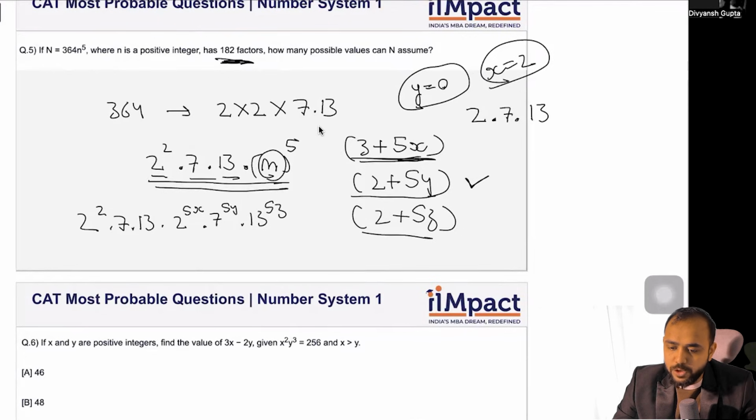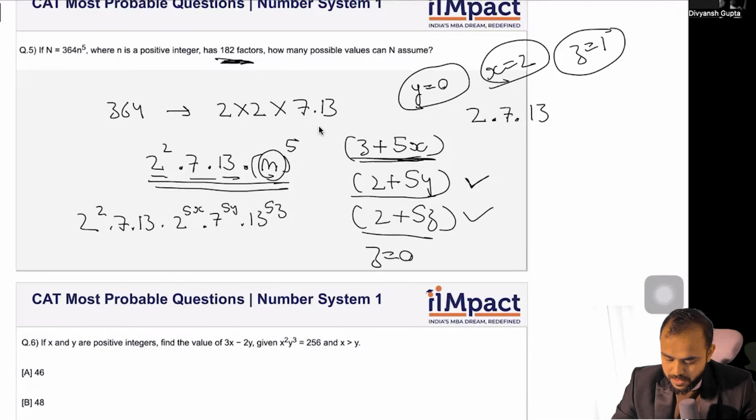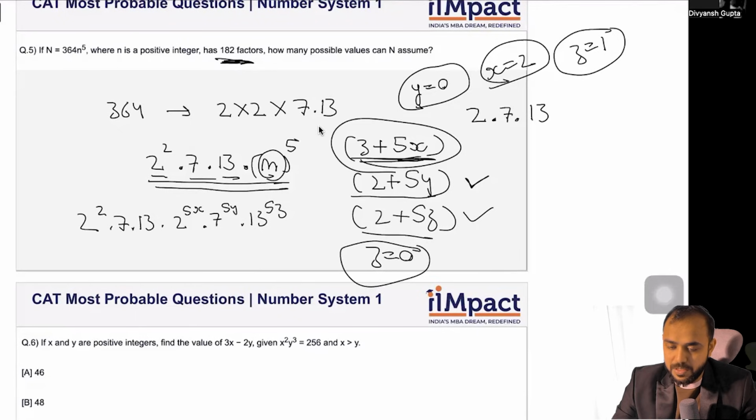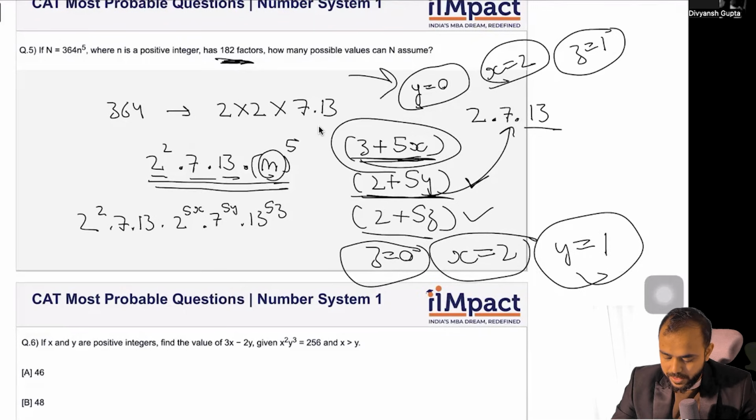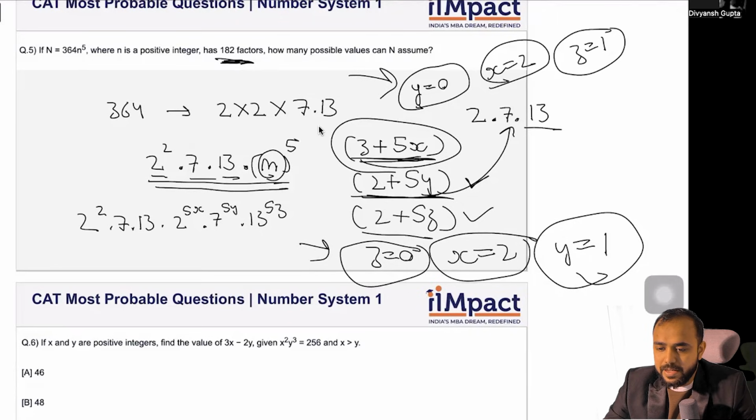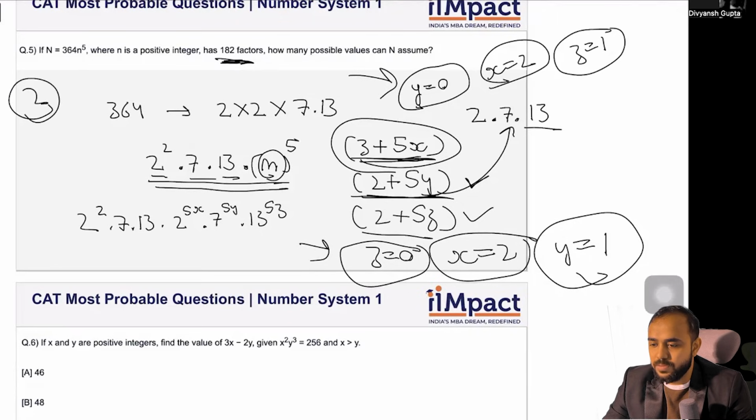Corresponding to this, can 2 plus 5z be equal to 7? Yes, it can. So z equal to 1 will fly. The alternate scenario will be that 2 plus 5z is equal to 2, which is z is equal to 0. Corresponding to that, again 3 plus 5x will have to take 13, or x is equal to 2, and 2 plus 5y will have to take 7, or y is equal to 1. So these are the only two combinations that are possible. So the number of values capital N can assume is 2. So the answer for question number 5 is 2.